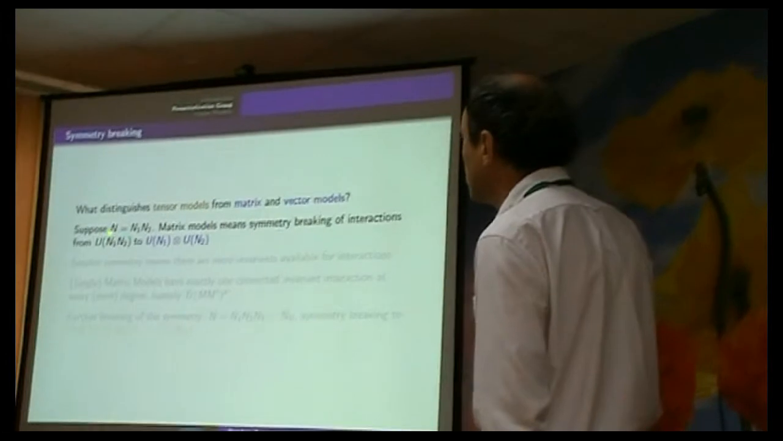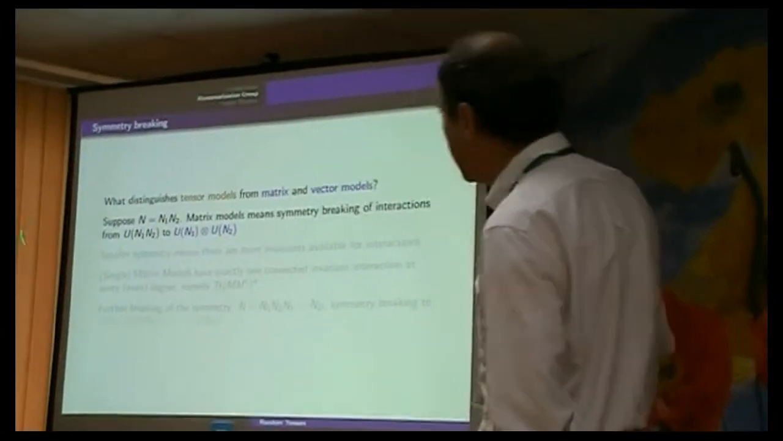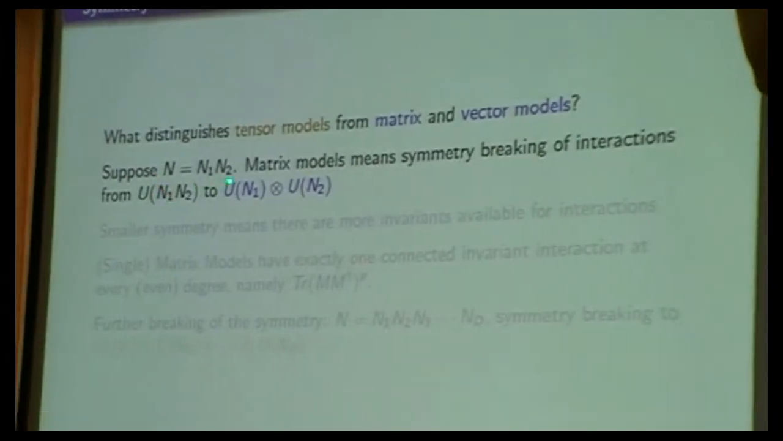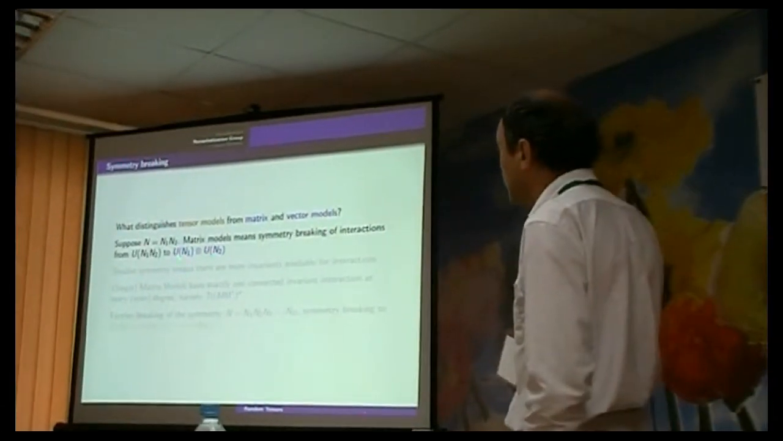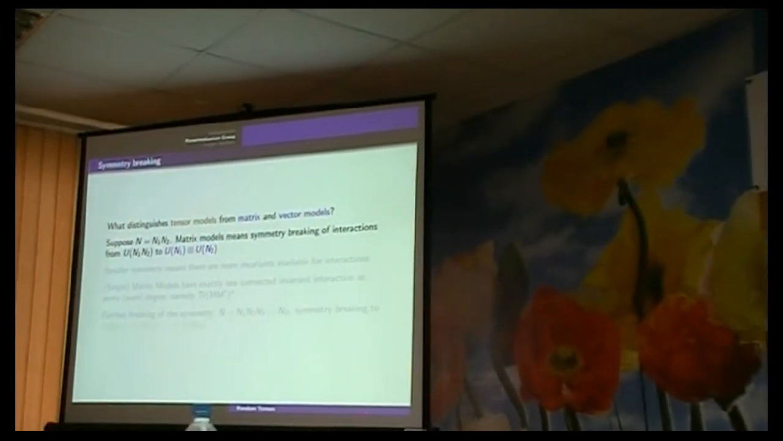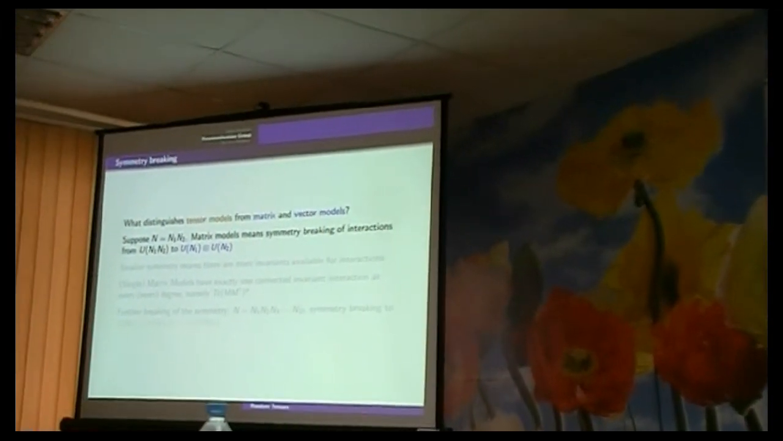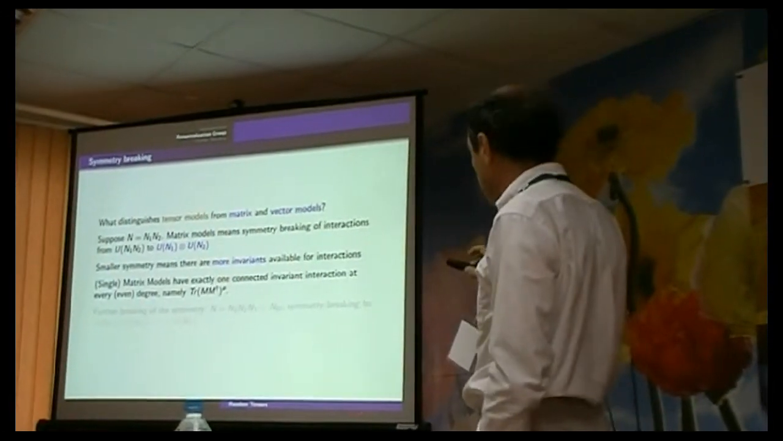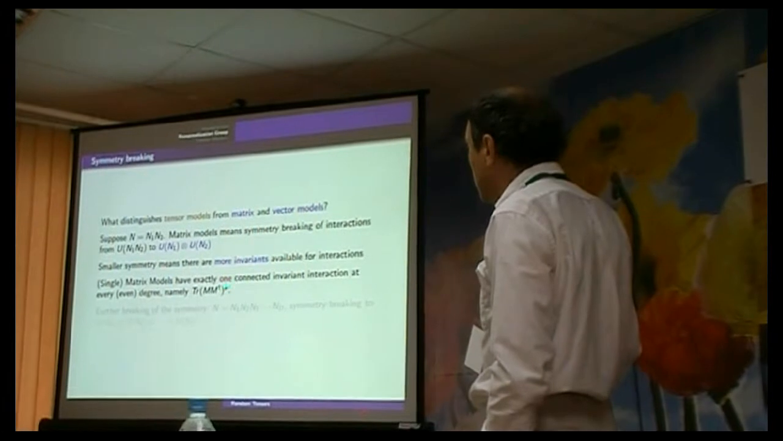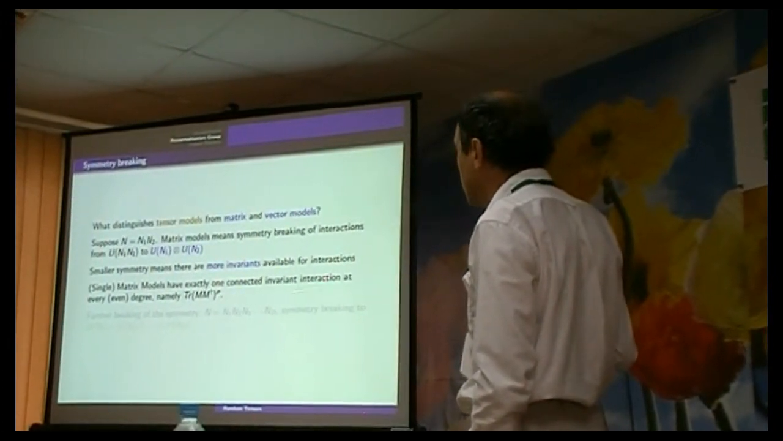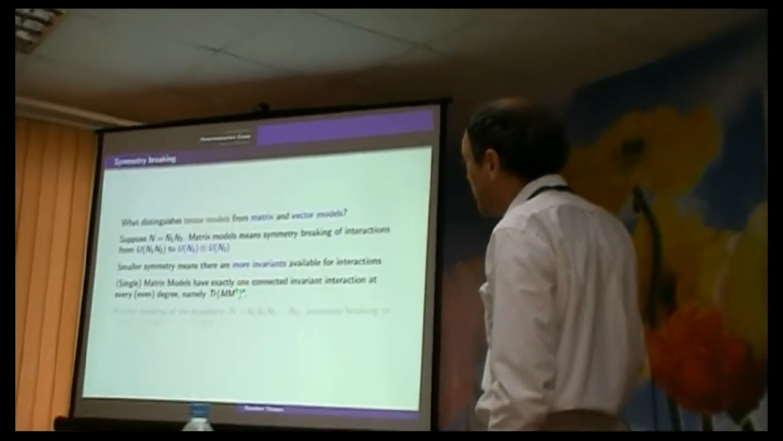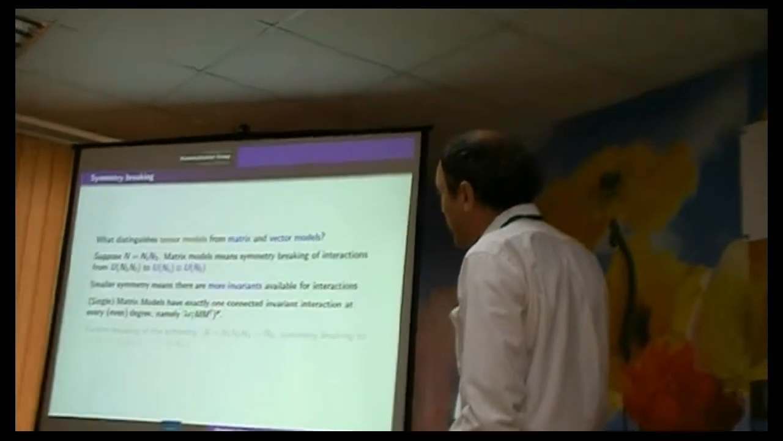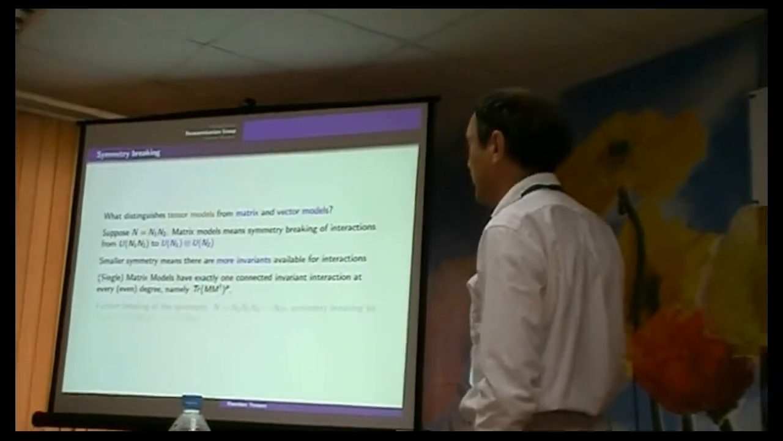Suppose that my number n is the product of two integers, then this would be a rectangular matrix n1 by n2. Then instead of this big group, I ask for this smaller group, changing orthogonal basis here and here, which would be much smaller. And the matrix models have therefore one connected invariant interaction at every even degree. If you consider the trace of M dagger M to the power p for any integer p, this is an invariant under change of basis, both in the departure and arrival space of the matrix.